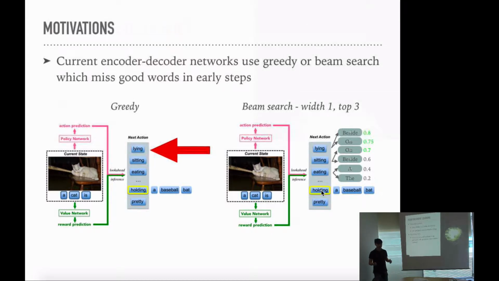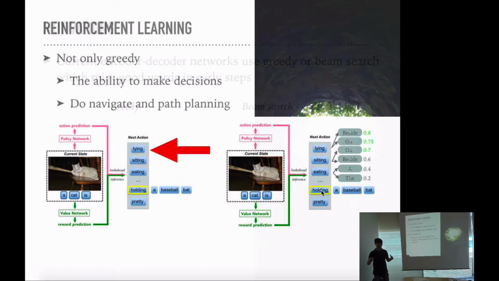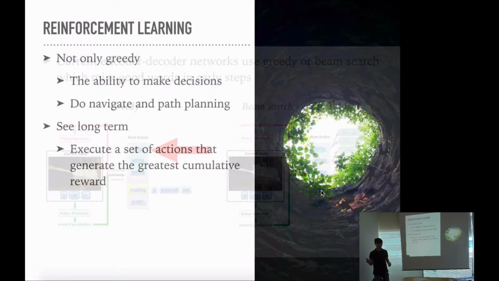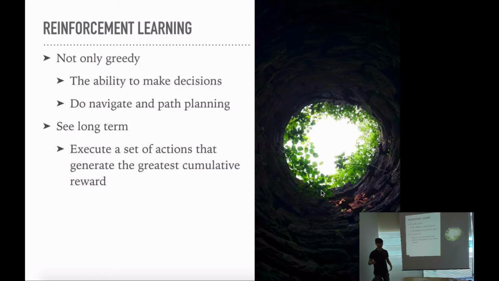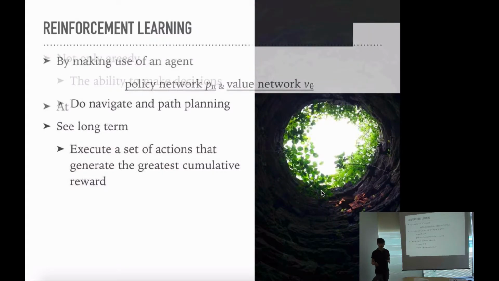So why reinforcement learning? Once again, it does not only do greedy, it has the ability to make decisions, navigate the path and do some path planning. Reinforcement learning is able to see long term. It's able to execute a set of actions that finally gives the highest cumulative reward for the sentence. So how do we use reinforcement learning?